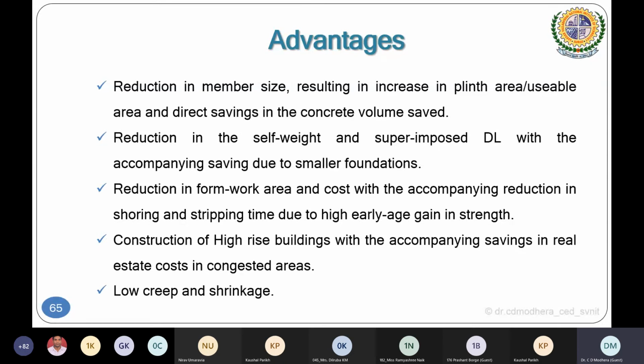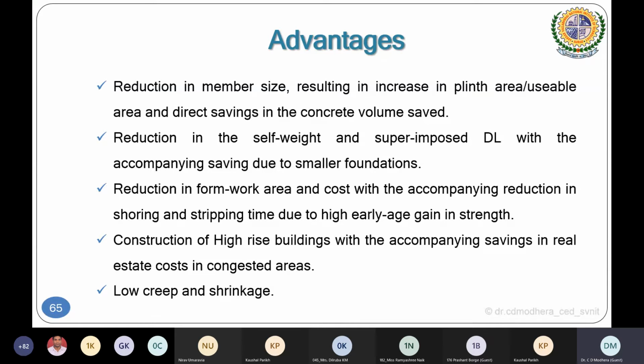And because of high strength, in traditional concrete the width is 230 and the depth 450 may be there, but here less of both dimensions is required, and then you are saving that area, and functional area can be increased. That is the meaning. Reduction in the self weight and superimposed dead weight, with the accompanying saving due to smaller foundation. So I think it is written in a different way how we can optimize this advantage.